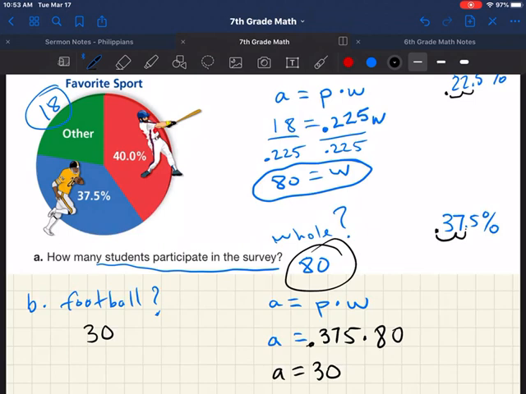So the totals here would be 18 for other, 32 for baseball, and 30 for football, for a total of 80. All right, that's that one.